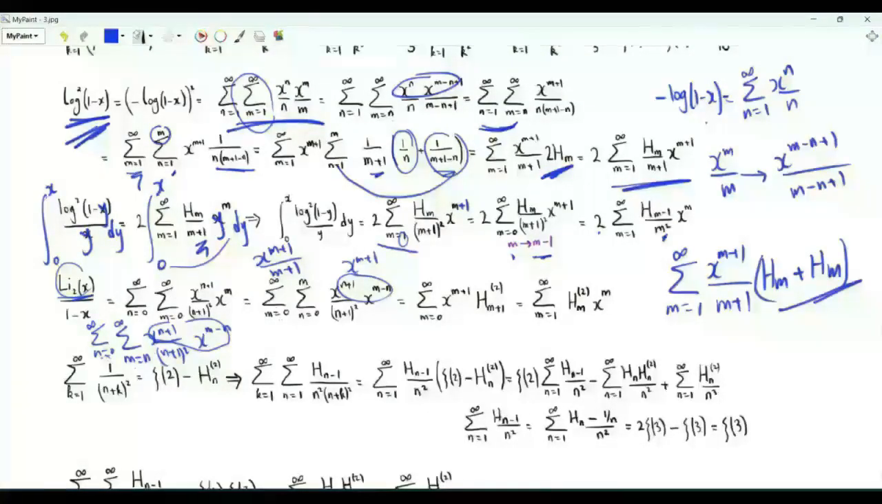We interchange the order of summation, so we have summation m from 0 to infinity, summation n from 0 to m. When we sum 1 over (n + 1) squared, we get 1 over 1 squared all the way to 1 over (n + 1) squared. That's H_2 of n + 1. Change m to m − 1.